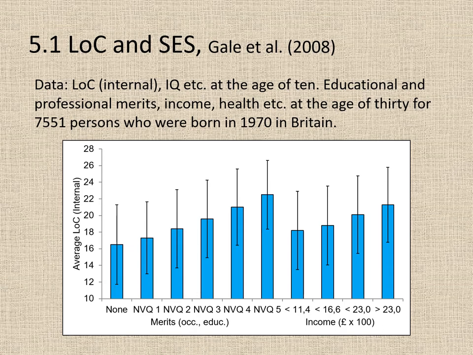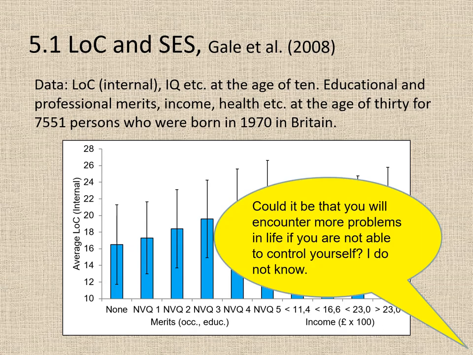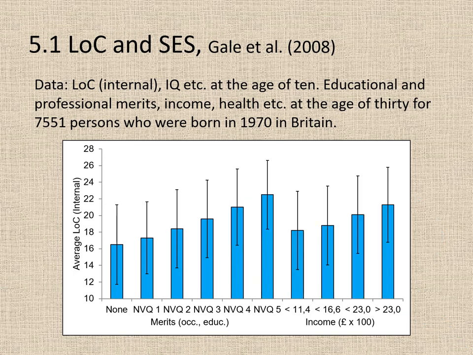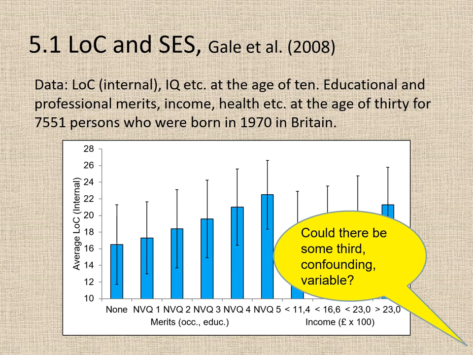So how would we explain this? If we see that internal locus of control at one point in time predicts higher levels of education, occupational status, and income 20 years later, why would that be? Could it be that in life you encounter more problems if you aren't able to control yourself? Does it have a relation with impulsiveness? I don't know. But the explanation could be something similar. They try to control for this. I think this data is controlled for intelligence, for parents' socioeconomic position, and so on. At least they try to do that.